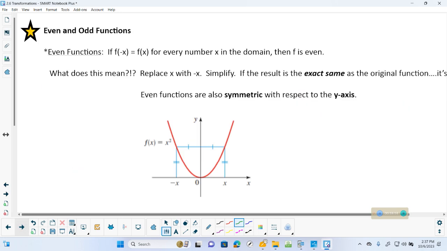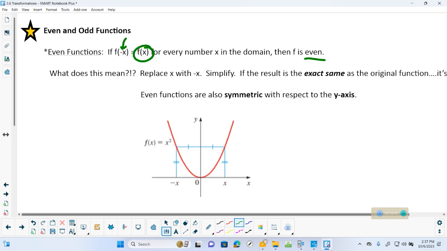Okay, last up, let's get into even and odd functions. Even and odd functions, we talk about that a lot, especially in trig and pre-calc, of course. There are 2 different ways you can tell if it's even or odd. You can test it algebraically, meaning if you replace x with a negative x, you simplify, you get the exact same original function, even. So that's what all of this says.